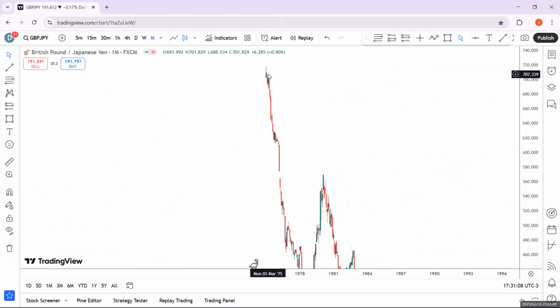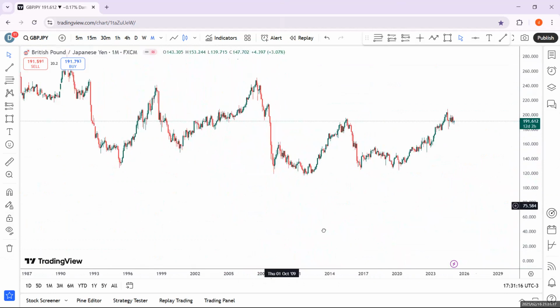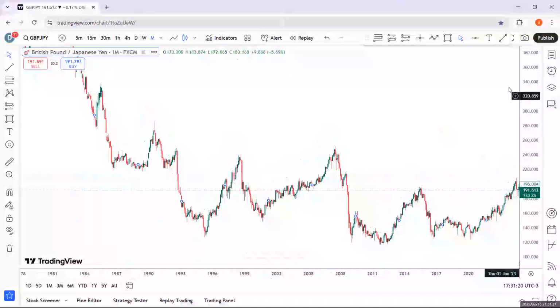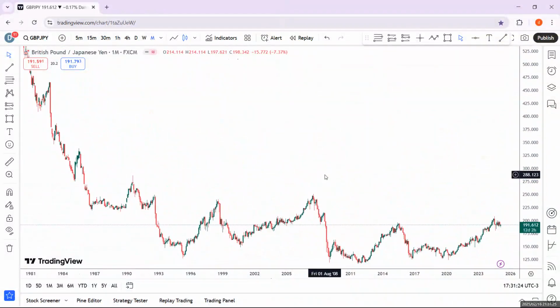USD/JPY has been bearish forever. Before we're born, this is what? 1975. It has been bearish, on clear bearish structure. So this means that what? If you are selling, remember that the monthly time frame tells us the overall direction of trend, right?